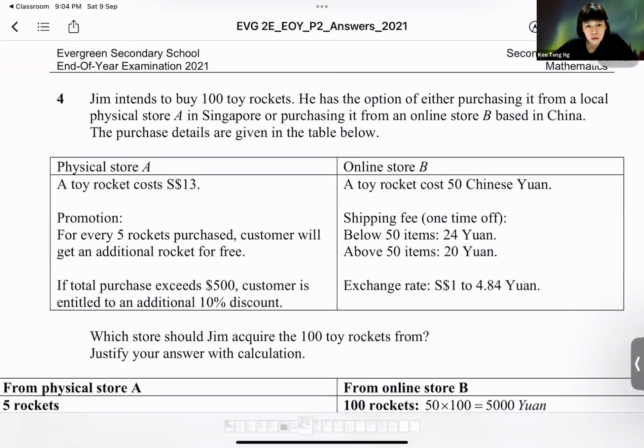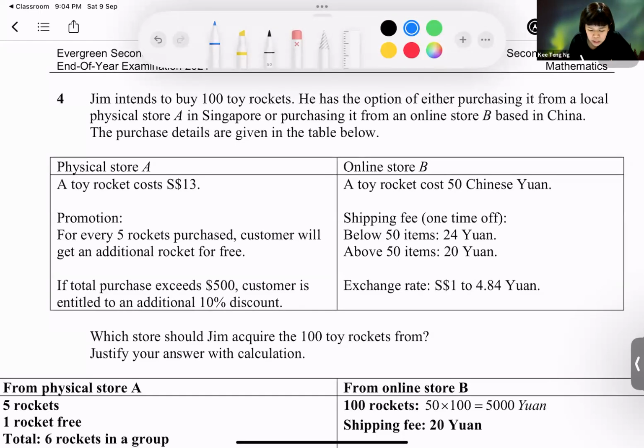First one, a toy rocket costs $13 from store A, and for every 5 purchased, the customer gets 1 rocket for free. So you notice that it's 5 plus 1 free, which comes in a bundle of 6. Groups of 6. But how many rockets do I actually need to buy? I take 100 divided by 6. I need approximately 16.6 groups. But if I were to buy 17, 17 times 6 will exceed 100 already and leave extra spare. I try not to use the spare.